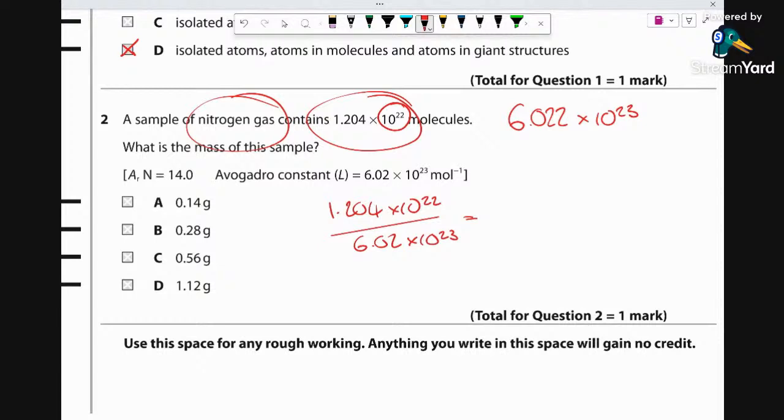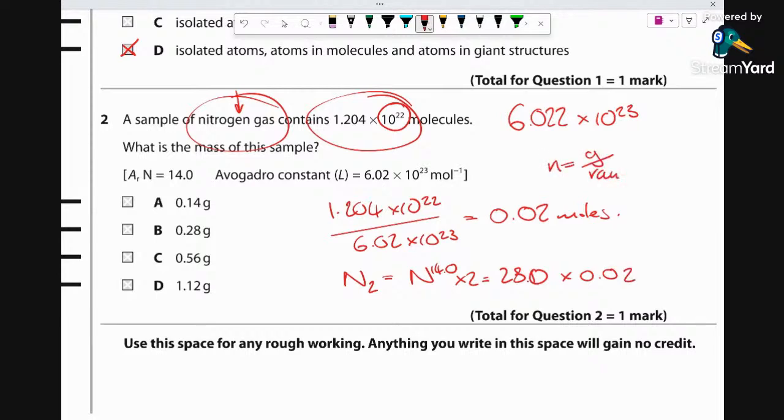Next, I now have 0.02 moles, and don't forget that it's nitrogen gas. The key thing there is they're testing that you remember the fact that nitrogen travels around in pairs. So the Mr of nitrogen we know is 14.0, but it's in pairs, so 28.0 multiplied by 0.02. If you're wondering how I know to multiply it, number of moles is grams over Mr.